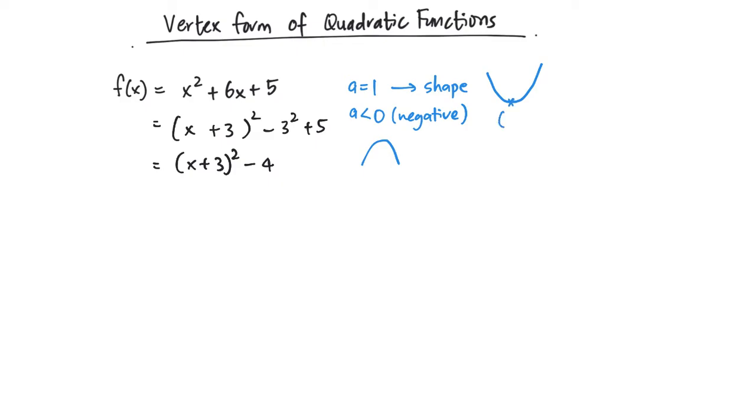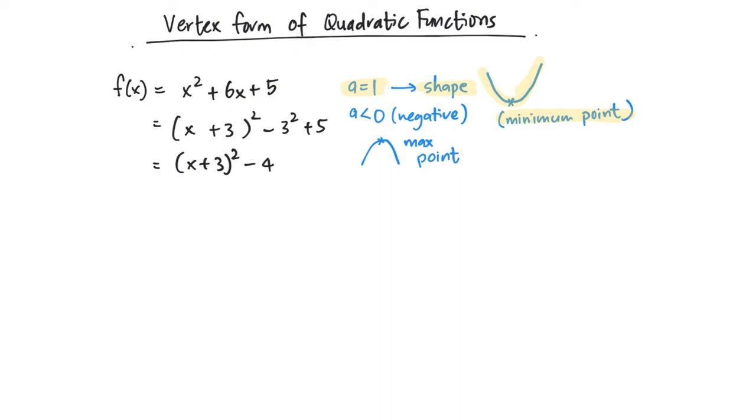That means we're going to have a minimum point here. If we have a negative a, that will produce a maximum point. For this function, we are going to have the minimum point. I'm going to highlight here. So a positive, the shape is a smiley shape, and that will be a minimum point.